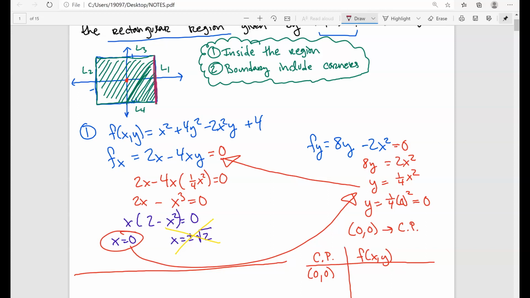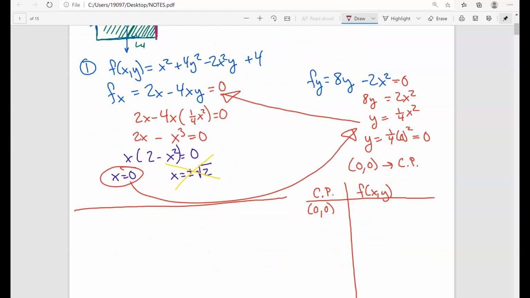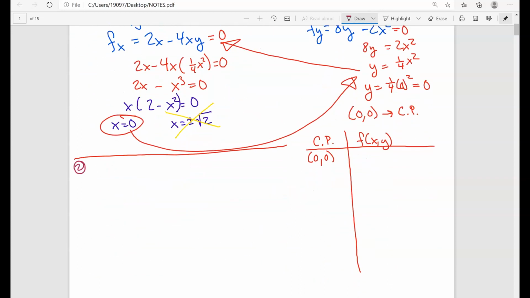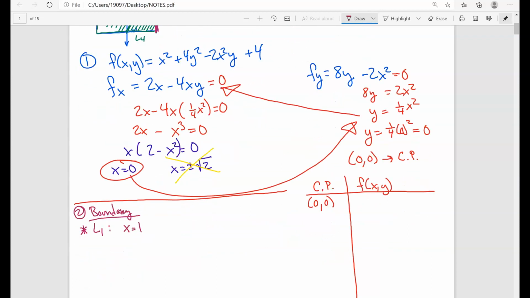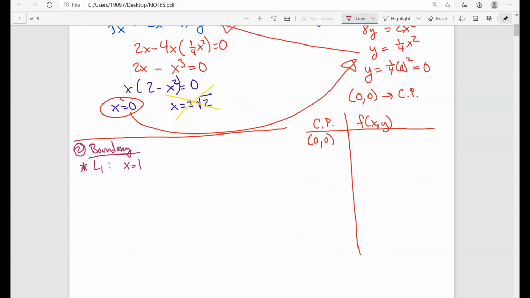So here's line 1. The second part is looking at the boundary, and this also includes the corners, and you'll see how we're going to do that. So we're looking at line 1. At line 1 we see that x equals 1, and that's very easy to see, right? Because this is just at x equals 1. So if we were to look at this line, it would just be x equals 1, but notice that the range of the y values is between -1 and 1. These are basically the corners. This is going to be the corner part.